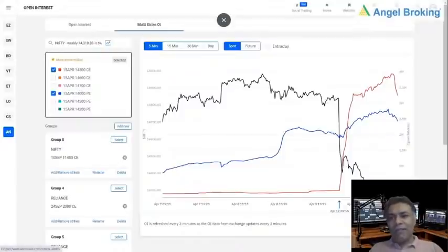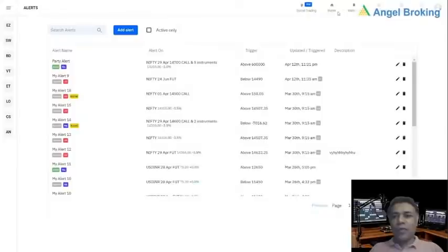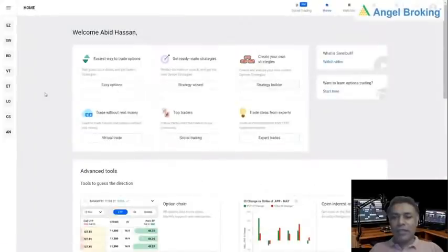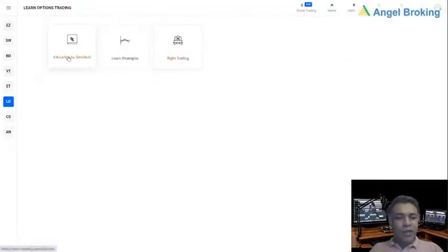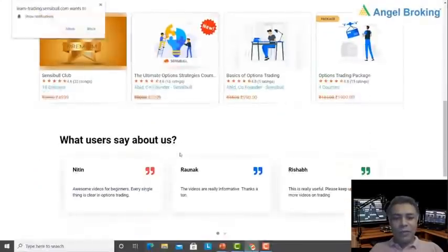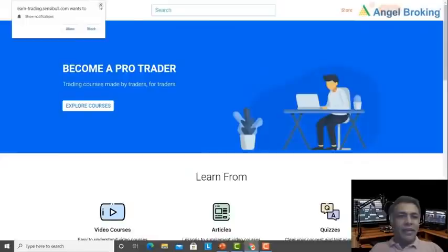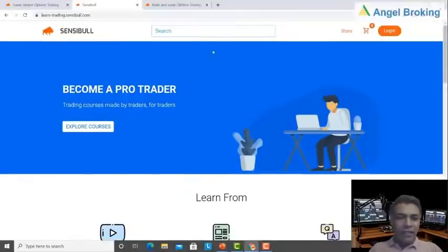We also have a feature, alerts on WhatsApp, which helps you to set P&L or price alerts on WhatsApp again. So that pretty much summarizes everything we do. We also have an interesting learn options trading section where we have courses both free and paid in case you want to learn about options trading. Right. So this is pretty much all we have in Sensibull.